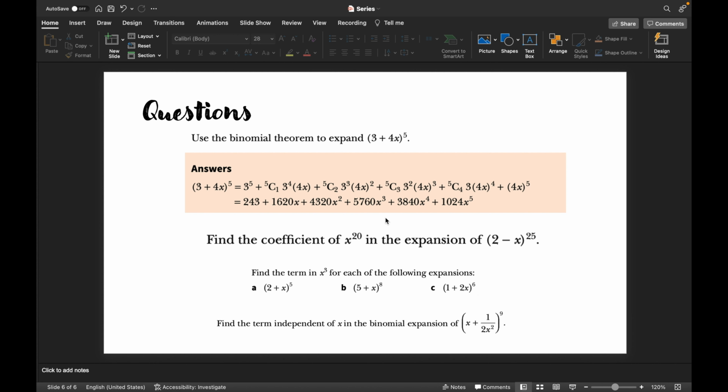And then we write 5C1 multiplied by 3 to the power of 4, because the power of the first element is going to decrease by 1. So therefore it's to the power of 4. And then the second element is going to be to the power of 1, so 4x to the power of 1. And you write that for every single term. And then once you simplify it, this is what you're going to get. So yeah, I hope this is clear. You can just give this a practice and see if you get the same answer.